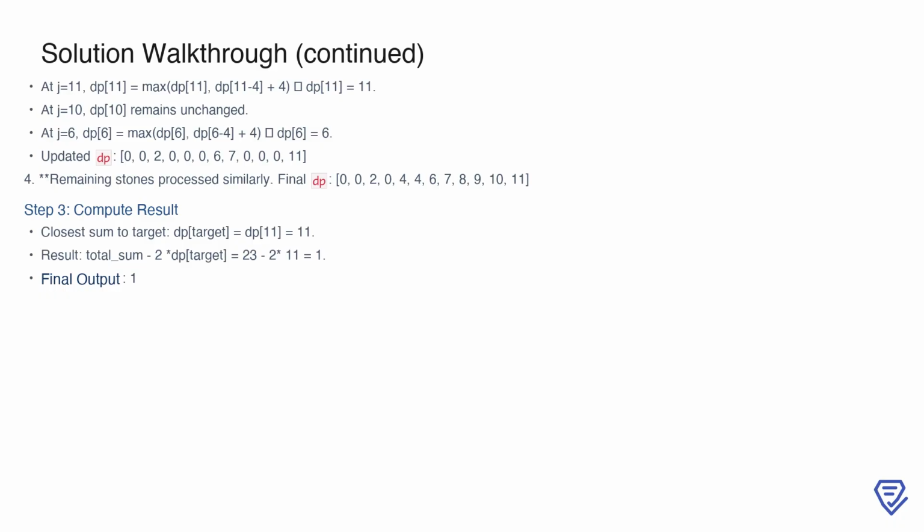The value at dp[11] is 11, which is the closest we can get to the target. To compute the result, we subtract twice this value from the total sum. This gives us 23 minus 2 times 11, resulting in a difference of 1. Thus, the output for this example is 1. This approach ensures that we minimize the weight difference between the two groups of stones.